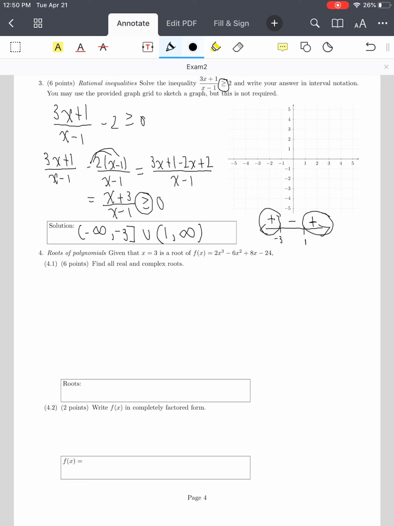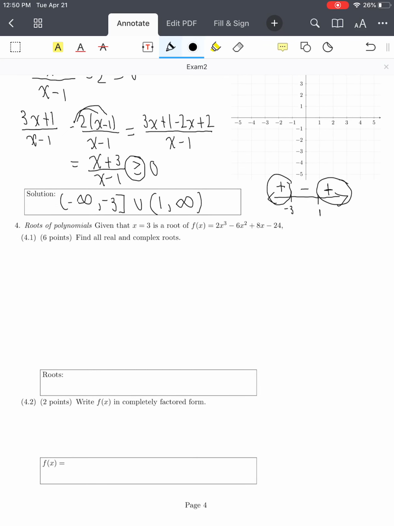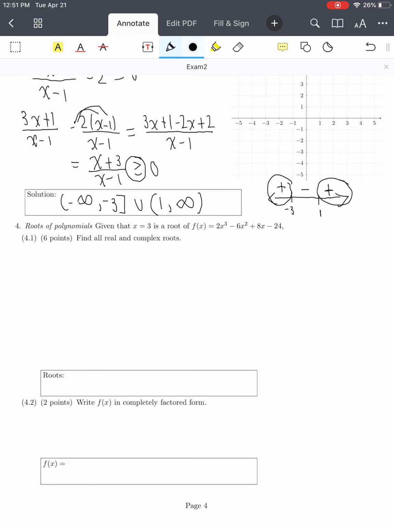Okay, roots of polynomials. Given that x equals 3 is a root, we want to find all real and complex roots. So we're going to use synthetic division here with x equals 3. So let's see. Remember with synthetic division, we're just going to pull out all of the coefficients and not use the x's at all. So I'm going to say 3, and then the coefficients are 2, negative 6, 8, negative 24.